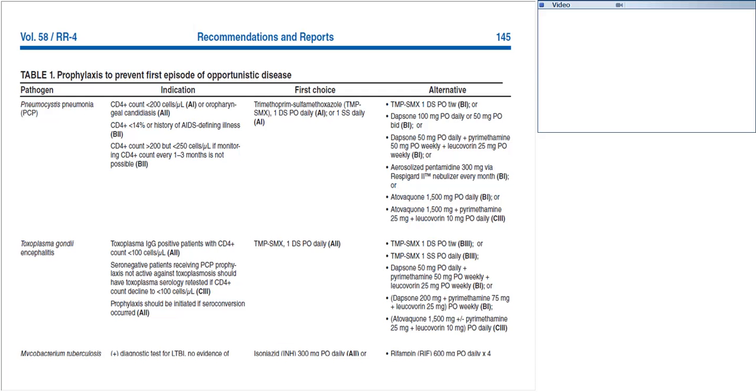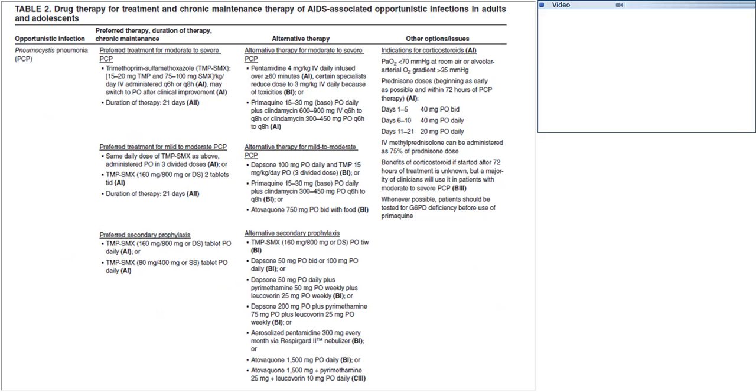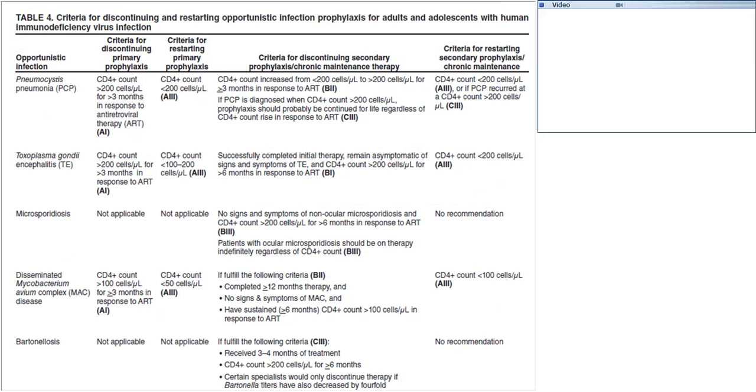So that's table 1, the prophylaxis to prevent first episode, so that would be primary prophylaxis. Table 2 gives you indications not only how to treat an opportunistic infection, but also how to dose chronic maintenance for those patients that have had an opportunistic infection, but then you need to try to prevent a recurrence. Table 4 is giving you information on when to discontinue and when to restart, again, primarily based on changes in the CD4 cell count.